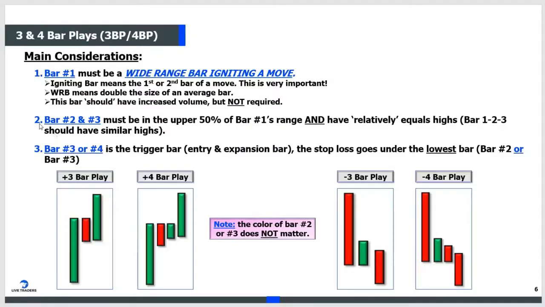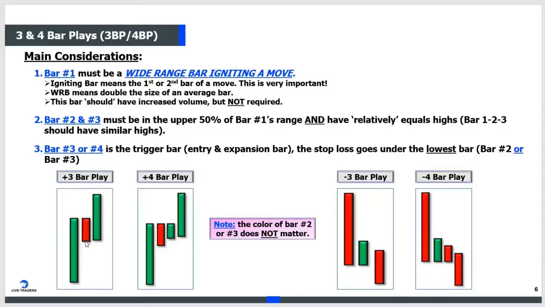All right, now on to bar number 2 and 3. Bar number 2 and 3 must be in the upper 50% of bar number 1. What that means is if I go down to the example here in the bottom left, you see a green bar, a red bar, and a green bar. That means this red bar has to be at least in the top half of the green bar's range. So let's just say this wide range green bar is $1. That means the red bar has to be in the upper 50 cents because that's the upper 50%. Otherwise, it's not a resting bar.